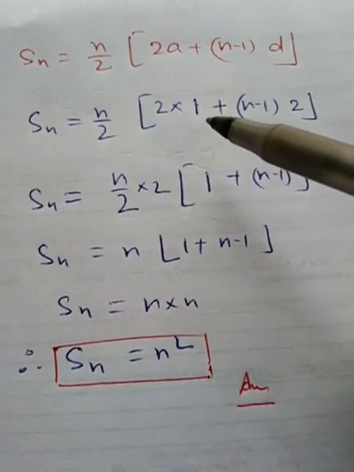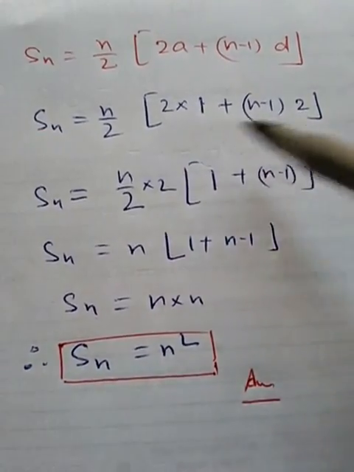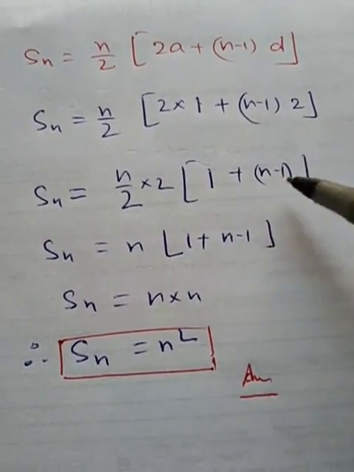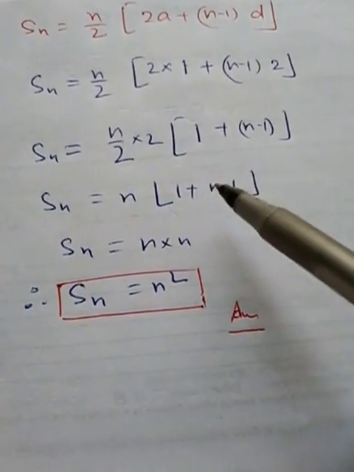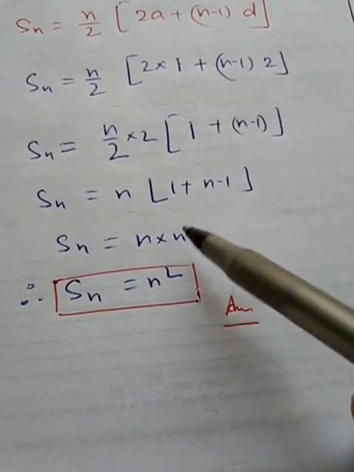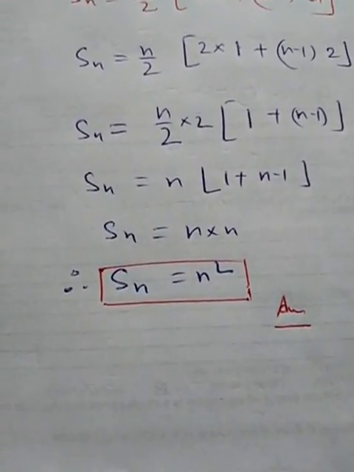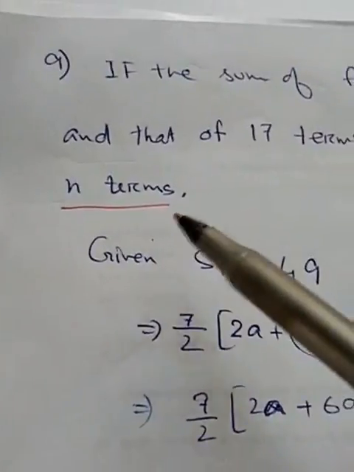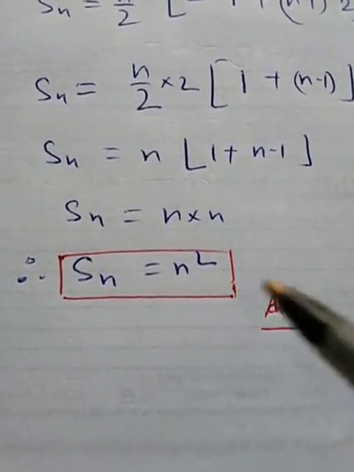So 2 ones are 2, and from this step, both this 2 and this 2 are taken outside as common. So here 1 left plus n minus 1 left. Then this 2 is cancelled out, only n left outside. Here 1 plus n minus 1, so minus 1 plus 1 will cancel, only n will be left inside. So n into n, n square. Therefore, as per the question, we had to find the sum of first n terms, and the answer is n square.